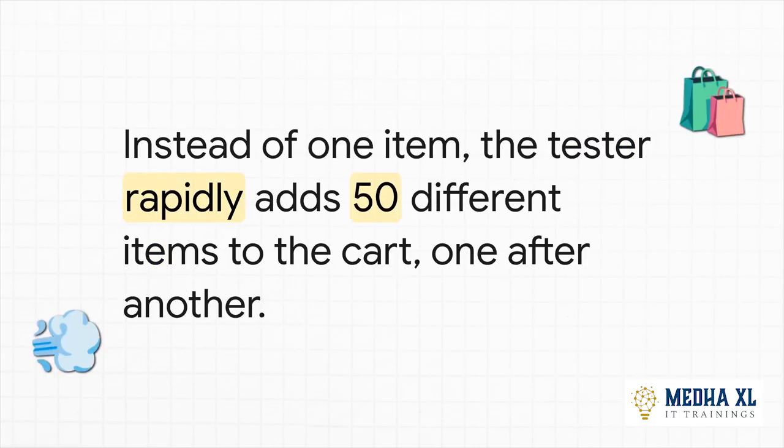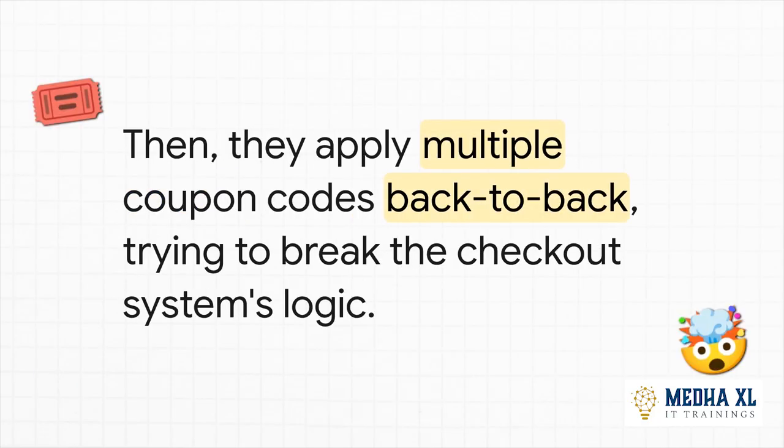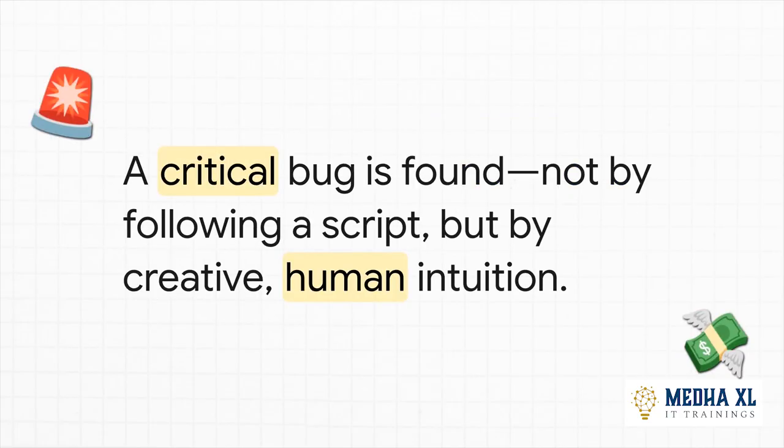But a tester with an explorer's mindset thinks, what if? Instead of just one item, they start rapidly adding, say, 50 different things to the cart, one after the other. They're deliberately pushing the system's limits. And they're not done yet. Next, they start throwing multiple coupon codes at it back to back, just to see what happens. They are intentionally trying to mess with the app's logic. And the results? The whole system just crashes. That's a huge, critical bug that could cost a company a fortune in lost sales. And it wasn't found by a script. It was found by plain old human creativity.